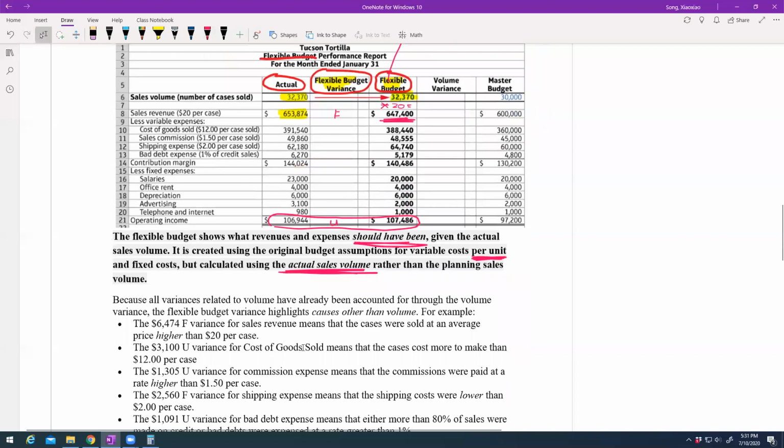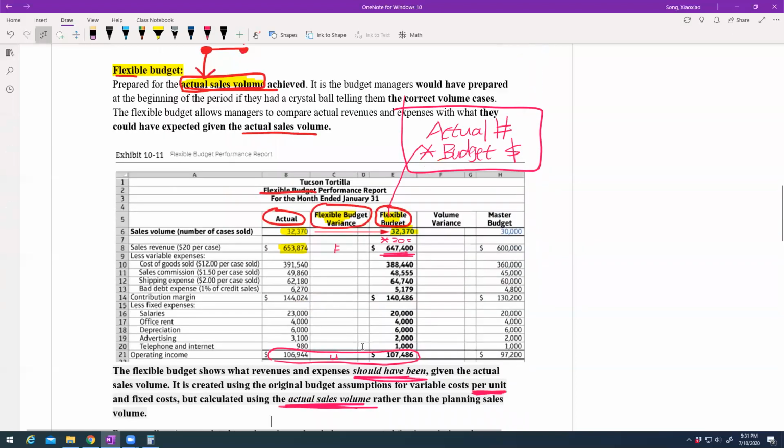So why do we have this? Why is it important to do this? Because you control the units. So you use the actual units for the actual, and you use the actual units for the flexible budget. If there is any variance, it's not because of the units, but because of the dollar amount. Let's double check using the revenue as an example.